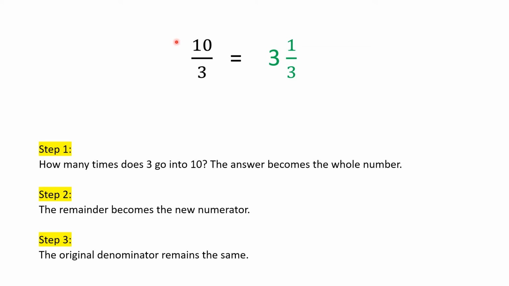Simply because the number on the top, which is called the numerator, is higher than the number at the bottom, which is the denominator. Normally, for a proper fraction, it will be the opposite way, right? 3 will be up here and 10 will be down here. But in this case, we have 10 over 3. That's why it's called an improper fraction.